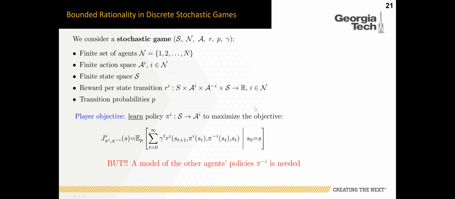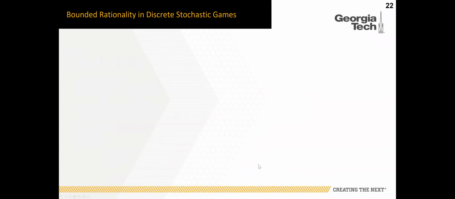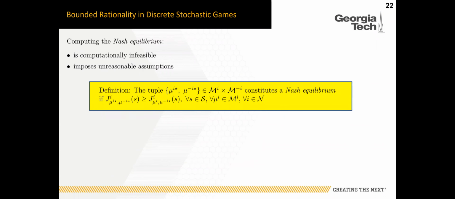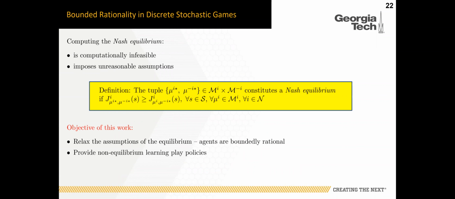Of course, in order for me to solve this classical stochastic game, I need a model of all the other agents' policies, pi, to solve this problem, right? And also computing this Nash equilibrium is mostly computationally feasible and imposes reasonable assumptions. And this is the classical Nash equilibrium in the stochastic games, similar to the one that you saw before, but now it's adapted to the stochastic games framework.